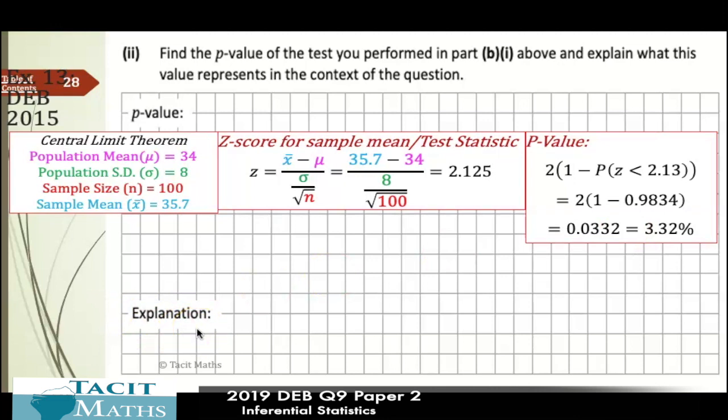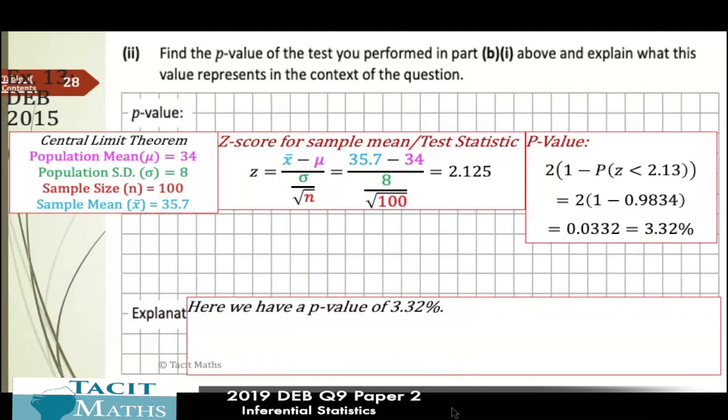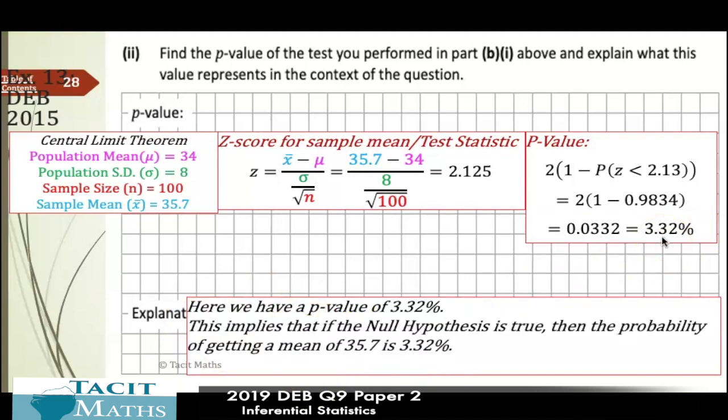Okay, and look, there's numerous ways you can do it. Now this is just one way that I would do it. Okay, so the p-value of 3.32. This implies that if the null hypothesis is true, so what they were saying earlier, then the probability of getting a mean of 35.7 is 3.32%. So that's a rough way of explaining what a p-value means.